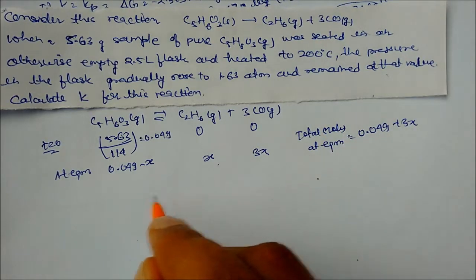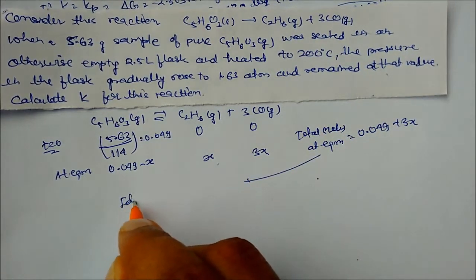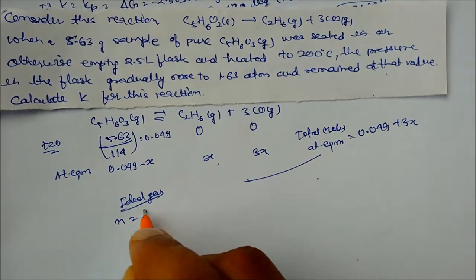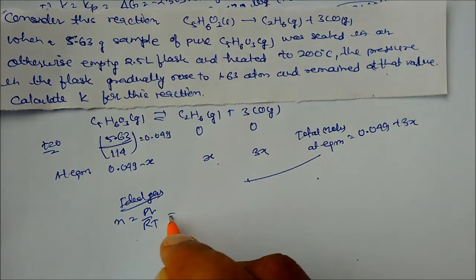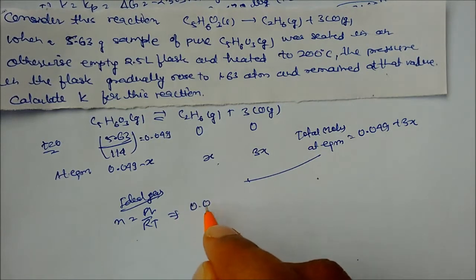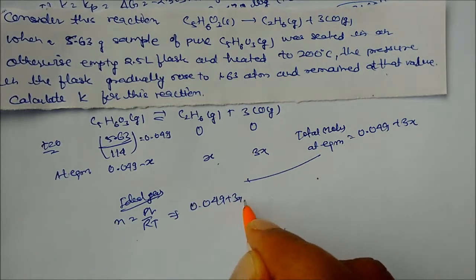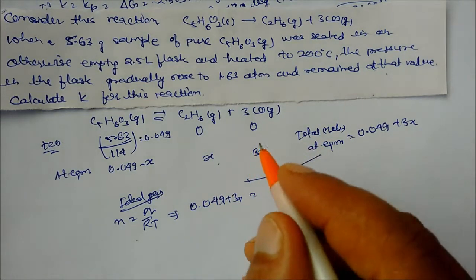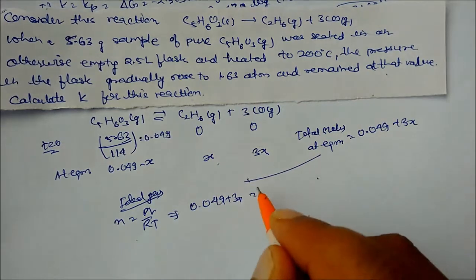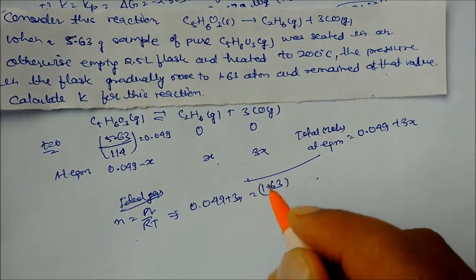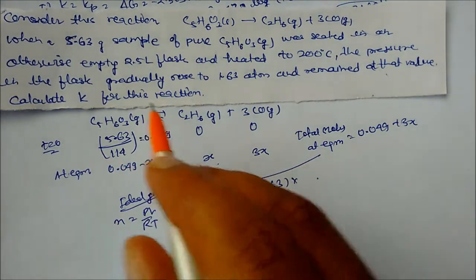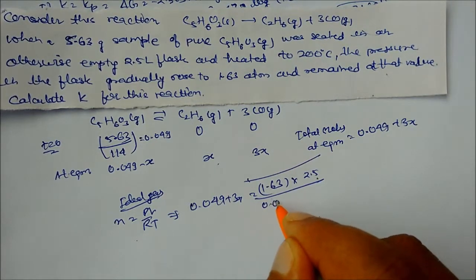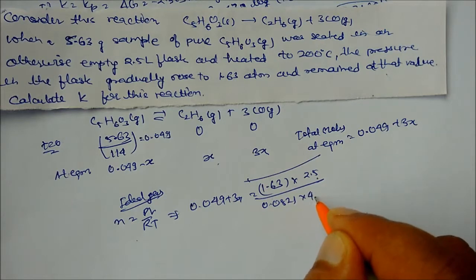So we can use the ideal gas equation. In the ideal gas equation, moles is equal to, we know that very well, PV by RT. So here we can put the values. 0.49 plus 3x is equal to, and the pressure is given here, 1.63 atmospheric pressure, and the volume is given here again, 2.5 liters, divided by 0.0821 multiplied by 473 Kelvin.